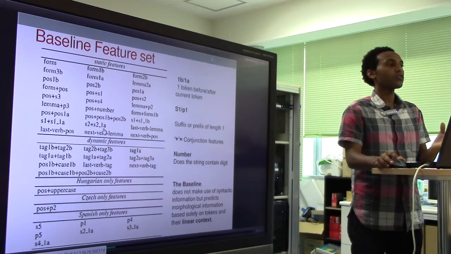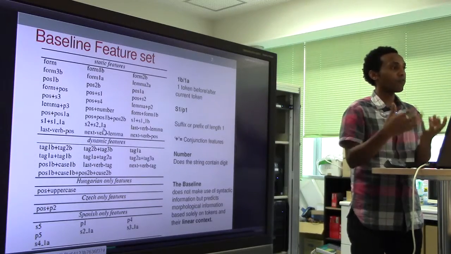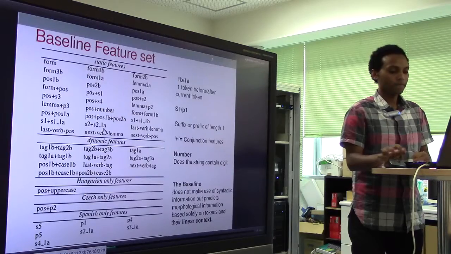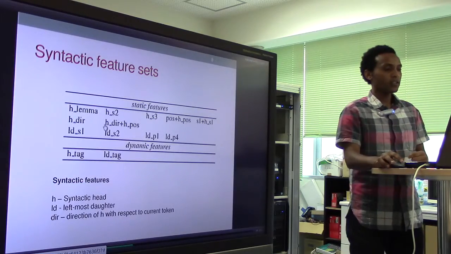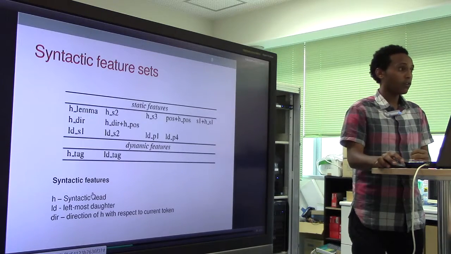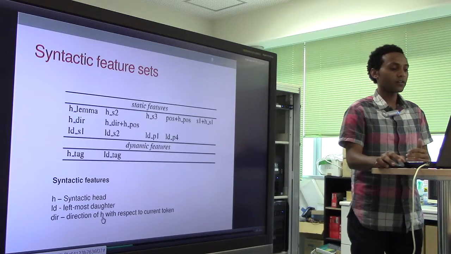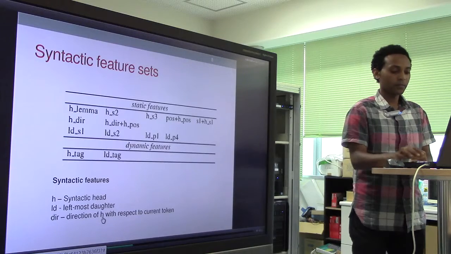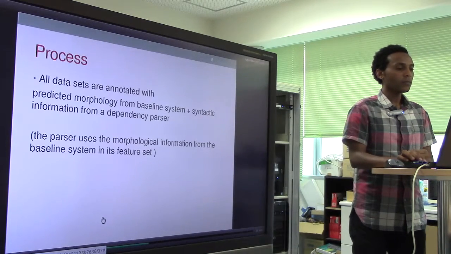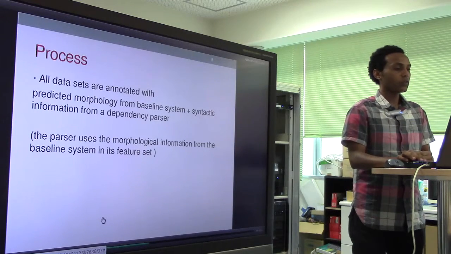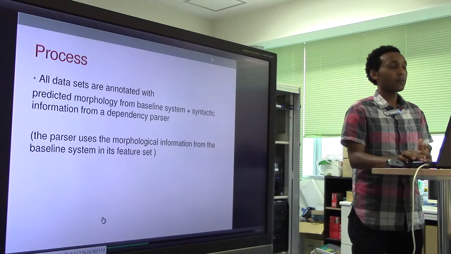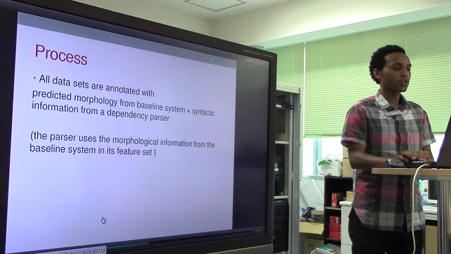On these features, they tried to add the syntactic features and see if the performance of the predictor improved. So these are the baseline, and these are the syntactic features: the syntactic head of the token, the leftmost daughter, and the direction of the head with respect to the current token. These were the features they tried to use in order to enhance the predictor. All the data sets are annotated with predicted morphology from the baseline system. Using the baseline system, they tagged the morphology, and they also added the syntactic information from the dependency parser, which is available in Mate Tools.